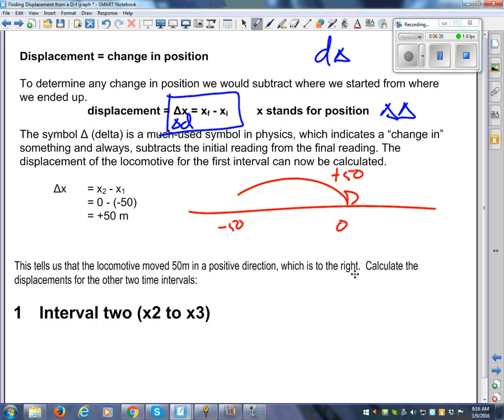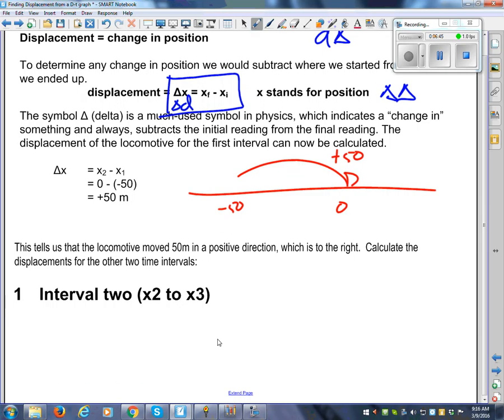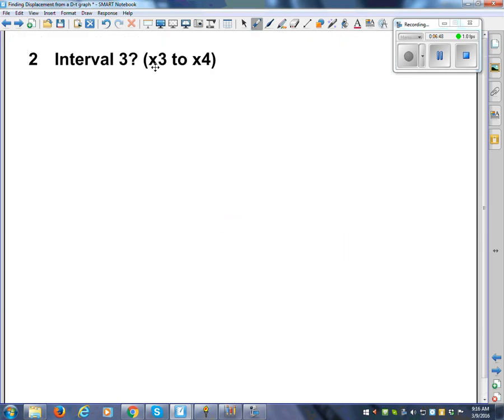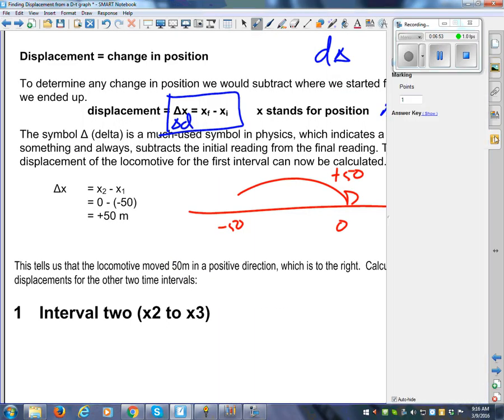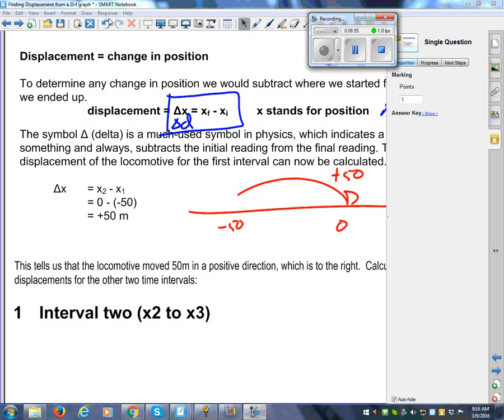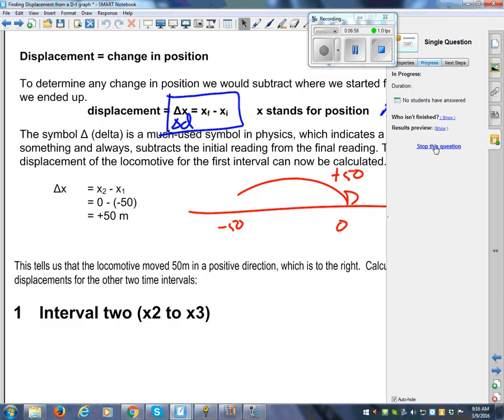Here's what I want you to do now. Calculate the displacements for the other two time intervals. I've given you an example. Now you take that knowledge and apply it. So I'm going from x2 to x3, and then you're going to go from x3 to x4. Go ahead. First I have to start the question, which I will do right away. Okay. So you have to enter on your clicker the number for the displacement from position 2 to position 3. I've shown you an example. I hope you were listening.